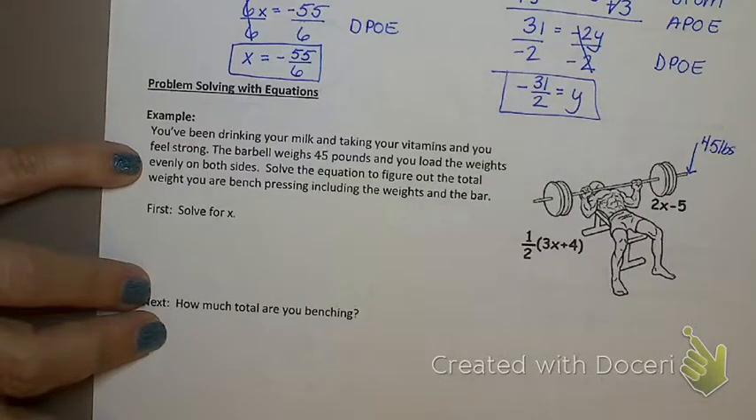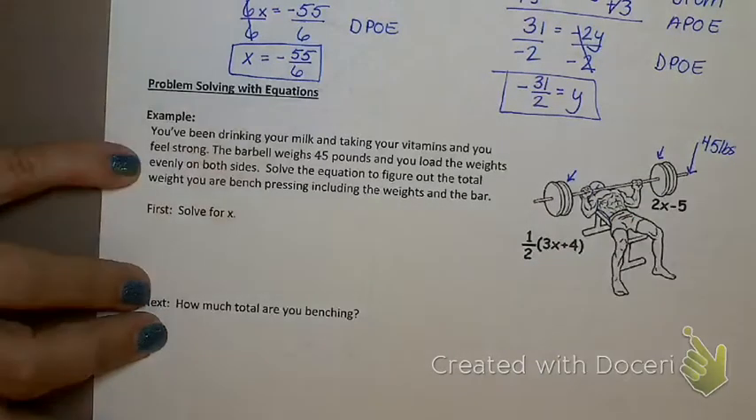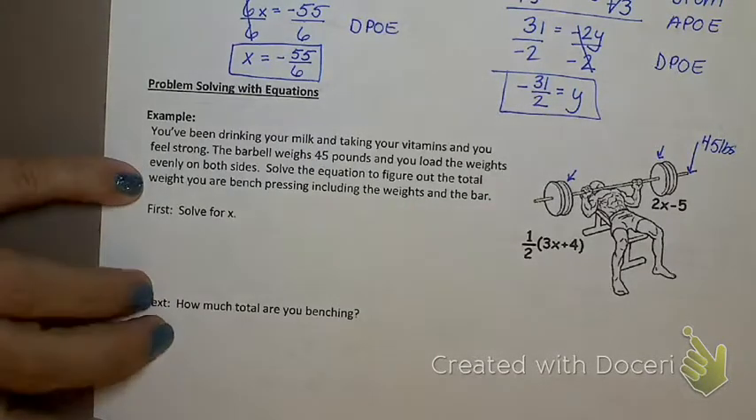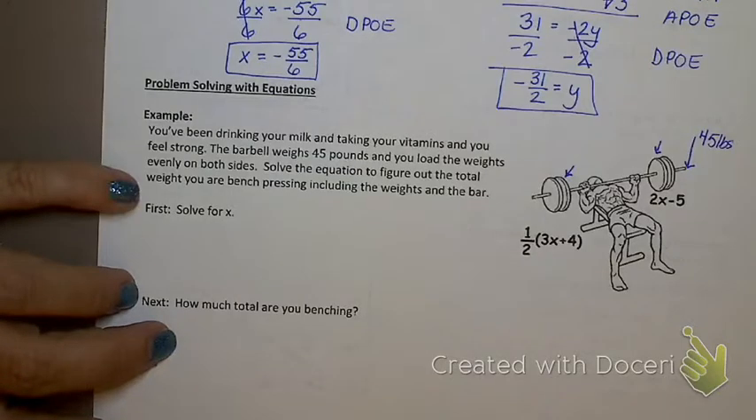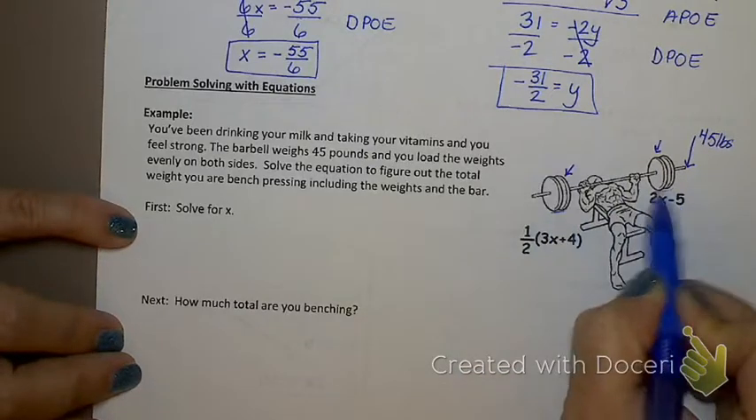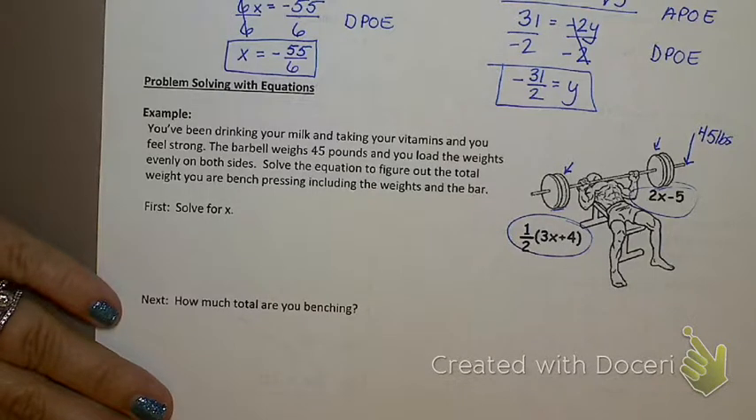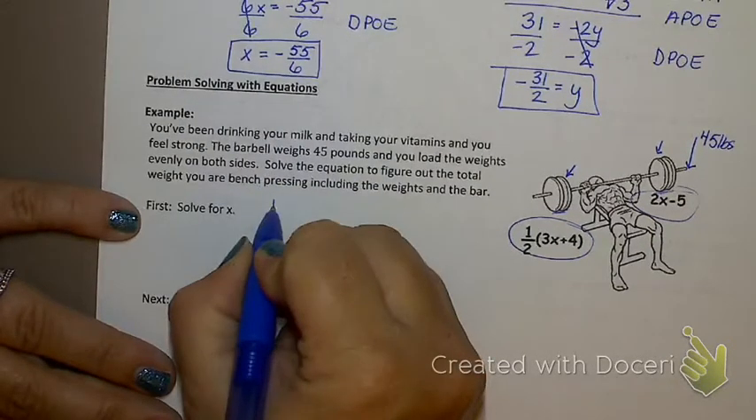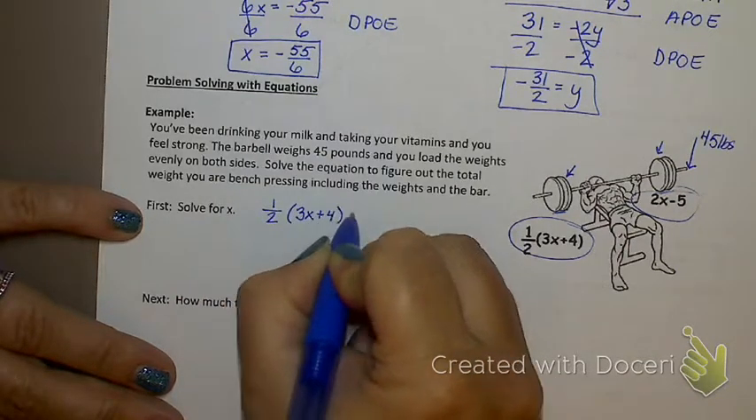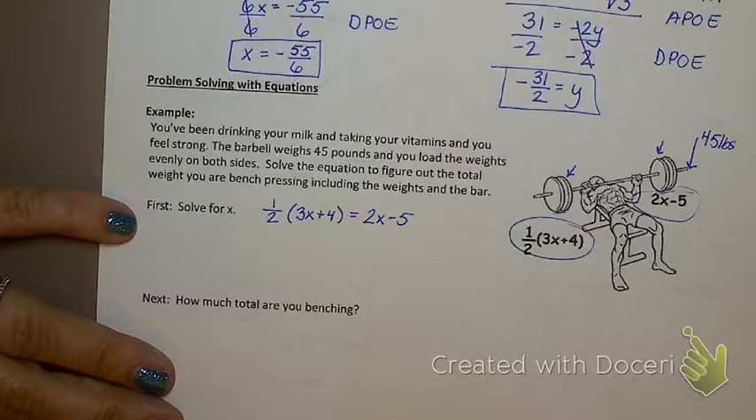Then it says the weights are loaded evenly. So those two sides have the same amount of weight. We don't know how much weight, but it's the same amount. Solve the equation to figure out the total weight you are bench pressing, including the weights and the bar. So, if I know that this weight is the same as this weight, what can I say about those two statements? They're going to be equal to each other. So my equation, I'm going to set up 1/2 times (3x plus 4) equals 2x minus 5, because those are the two weights of the sides of the barbell.